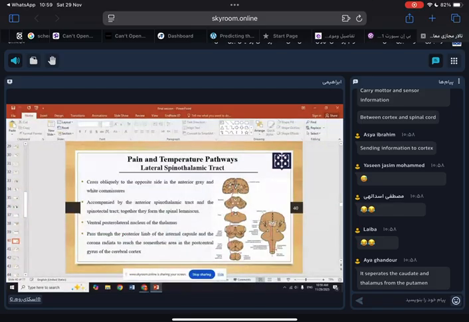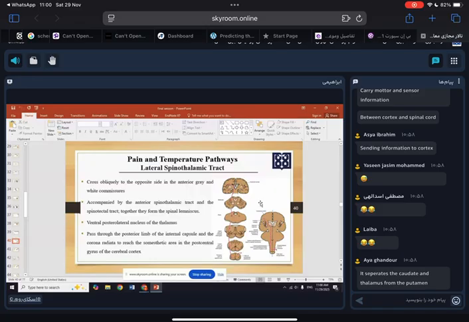So it passes through the internal capsule, and after that, by means of something we call the corona radiata, which is white matter, it carries the information to related parts of the cerebral cortex. This is the lateral spinothalamic tract. What is the function of the lateral spinothalamic tract? Carrying pain and temperature. Just pain and temperature.